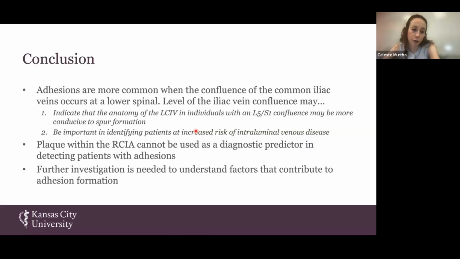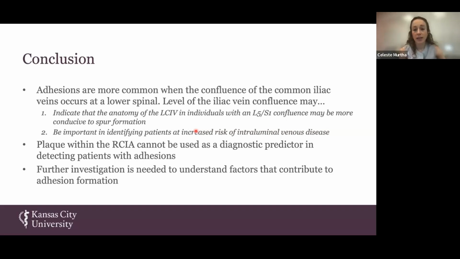In terms of conclusion, adhesions are more common when the confluence of the common iliac vein occurs at a lower spinal level. So the level of the confluence may indicate that the anatomy of the left common iliac vein in individuals with an L5-S1 confluence may be more conducive to spur formation, and clinically, this may be important in identifying patients at increased risk of intraluminal venous disease.